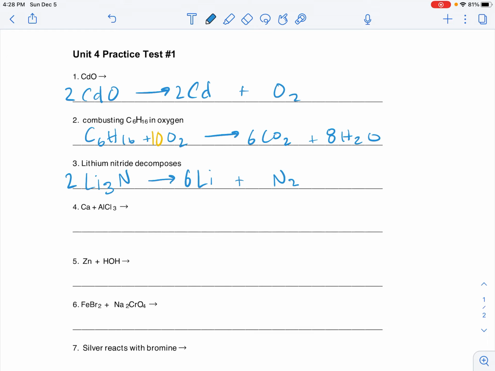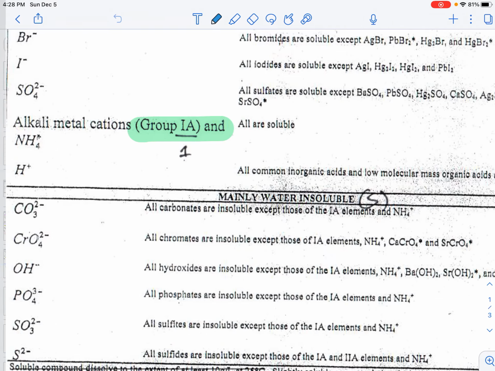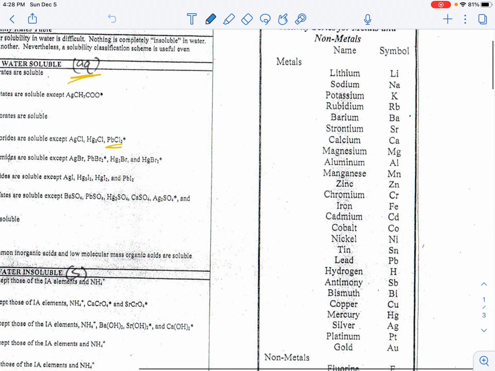Next one is a single replacement reaction. You have calcium and aluminum chloride. And for these, you should check to see if the reaction happens, because there will be some no reactions in the test. So let's go look at our activity series, and if we take a peek here and find calcium, we see it's right here, and that's well above aluminum. It's enough above aluminum that we're going to get a reaction.